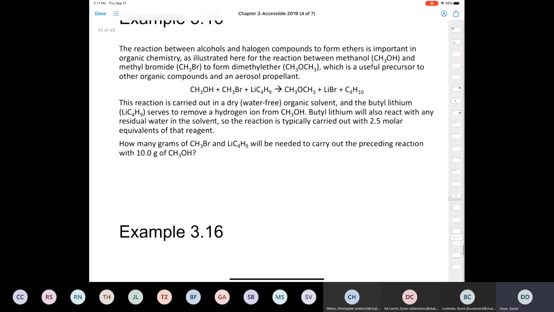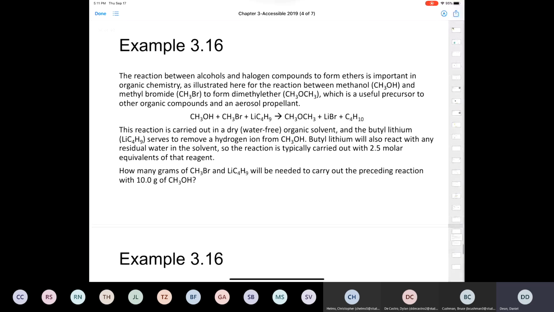Okay, and I left myself some room. So it says here, the reaction between alcohols and halogen compounds to form ethers is an important reaction in organic chemistry, as illustrated here for the reaction between methanol, this molecule here, and methyl bromide, shown here, to form dimethyl ether. So this is dimethyl ether right here, which is a useful precursor to other organic compounds or as an aerosol propellant.